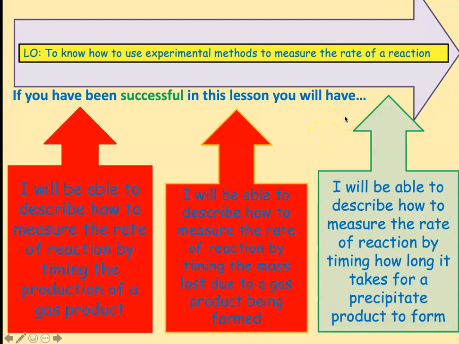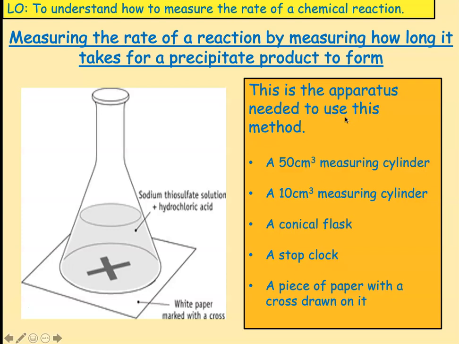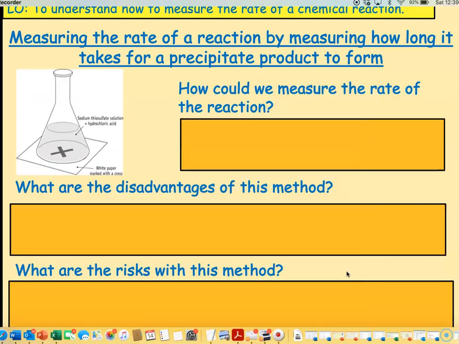Okay, the third method is measuring how long it takes for a precipitate to form. This is the apparatus needed to use this method. We're going to have a big measuring cylinder, a 50 centimetre measuring cylinder to measure the sodium thiosulfate. We have a 10 centimetre cube measuring cylinder to measure the hydrochloric acid, a conical flask, a stop clock, because we always need a stop clock if we're measuring a rate, and a piece of paper with a cross drawn on it. So how could we measure the rate of reaction?